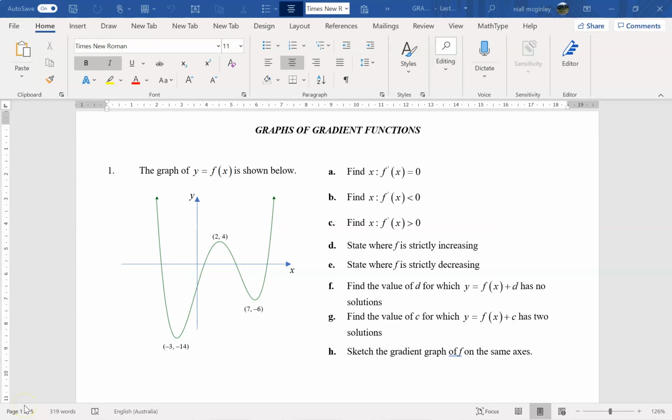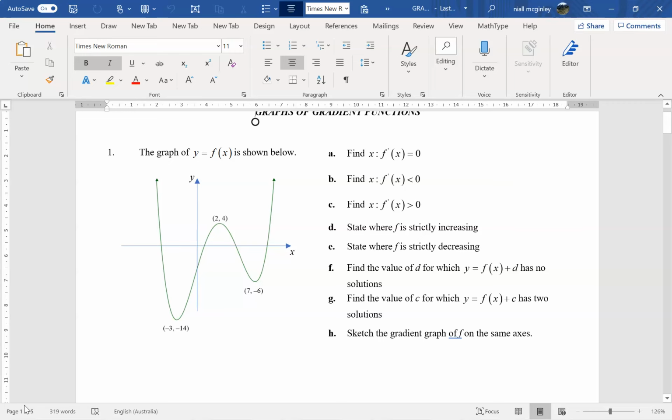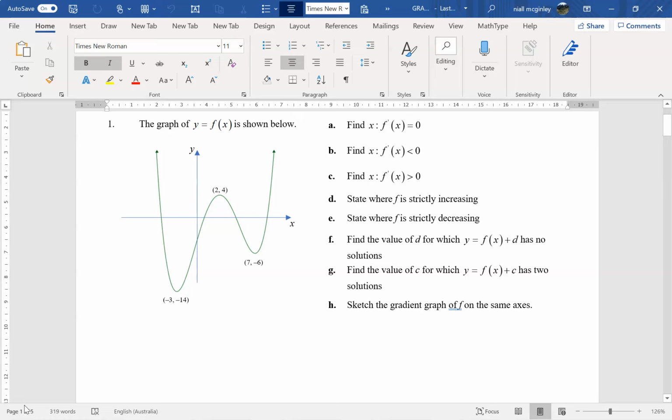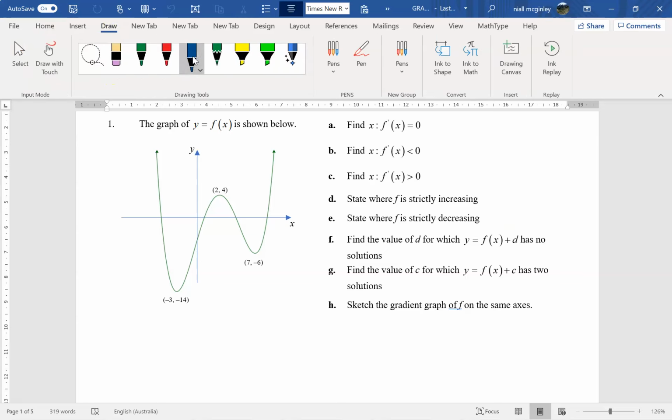Look, these first questions here, we're looking where f'(x) equals 0, so where the gradient is equal to 0. If you look at the function, the gradient is going to be 0 at any turning point or stationary point. So if we look at the graph here, you see that there is going to be a point of 0 gradient when x is equal to -3, at 2, and at 7. Okay, so that'll be these values here.